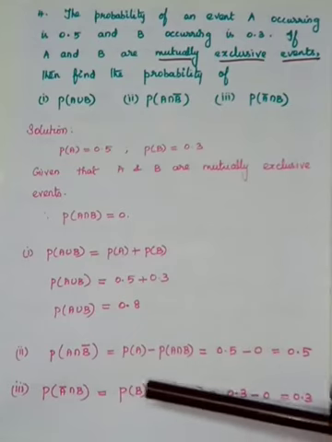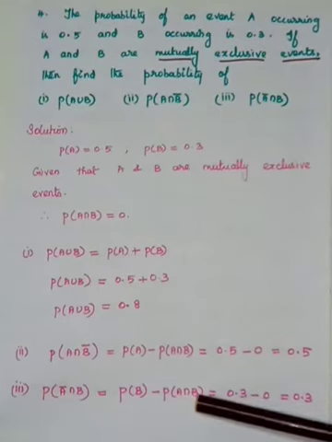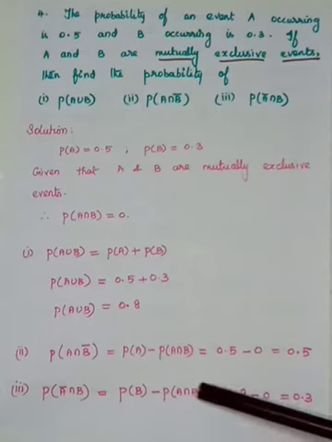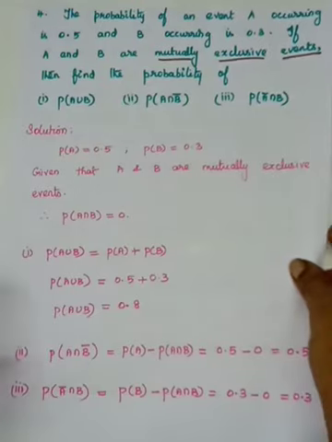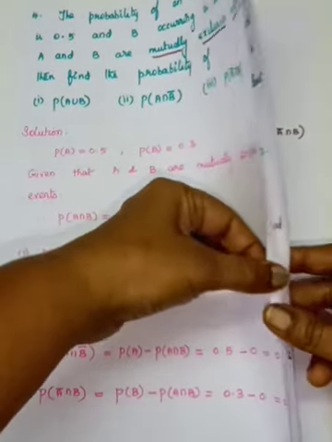P of B minus P of A intersection B. P of B is 0.3 minus P of A intersection B is 0. So the answer is 0.3. Okay, coming to the problem number 6.